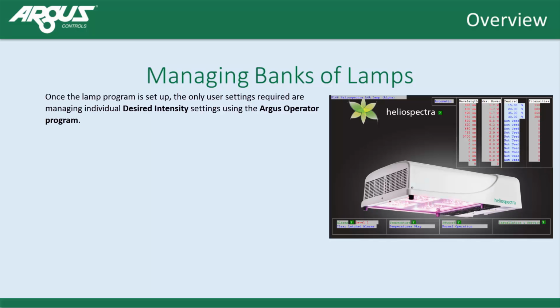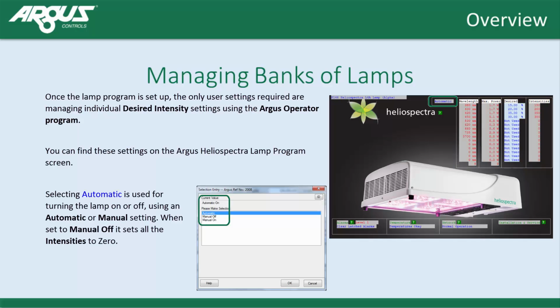Managing banks of Heliospectra lamps. Once the lamp program is set up, the only user settings required are managing individual desired intensity settings using the Argus operator program. You can find these settings on the Argus Heliospectra lamp program screen. Selecting automatic is used for turning the lamp on and off using an automatic or manual setting. When set to manual off, it sets all the intensities to 0. You can also adjust desired intensity from the screen. For more information, see the Network Setup section later in this video.